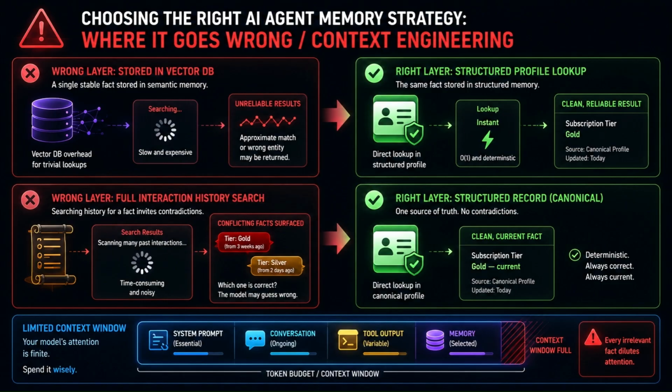And this connects directly to a bigger principle: effective context engineering. Memory is just one source competing for a strictly limited context window alongside the system prompt, the current conversation, and any tool outputs. Information should only ever be retrieved into that window if it meaningfully improves the agent's actual response, not merely because a memory system technically contains it somewhere. Every irrelevant fact pulled into context is not neutral. It is diluting the model's attention away from the details that genuinely matter for the response it is about to generate.